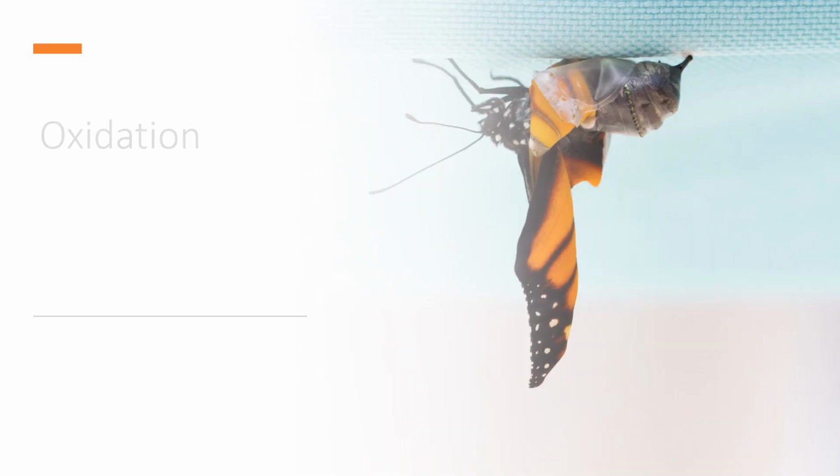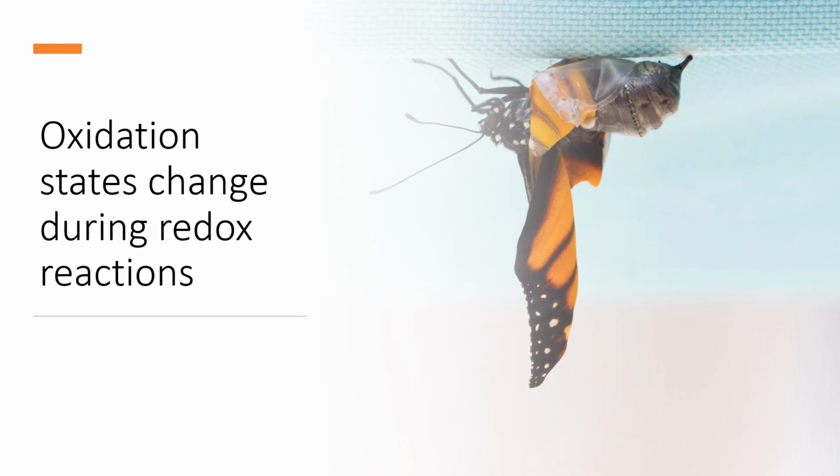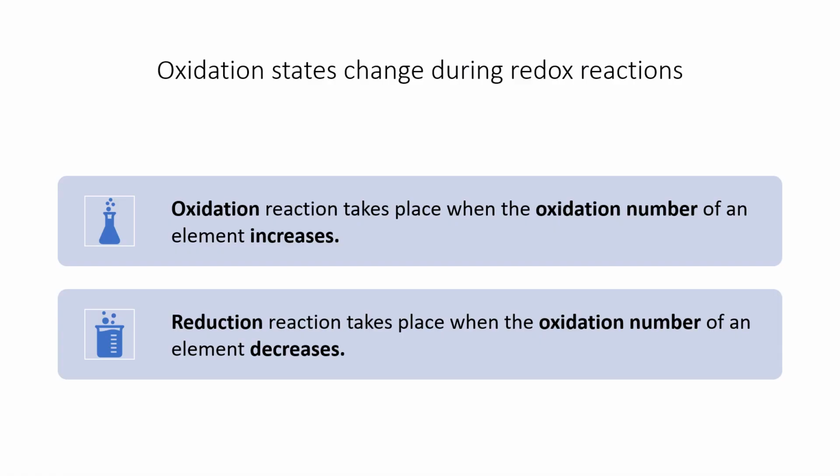Okay. Next. Oxidation states change during redox reaction. What does it mean? Okay, oxidation reaction takes place when the oxidation number of an element increases. So, bila oxidation reaction berlaku, the oxidation number for the element increases. Example, 0 to +1, 0 to +2, atau +1 to +2. So, oxidation number dia increases. So, maksudnya there's an oxidation reaction occurring.